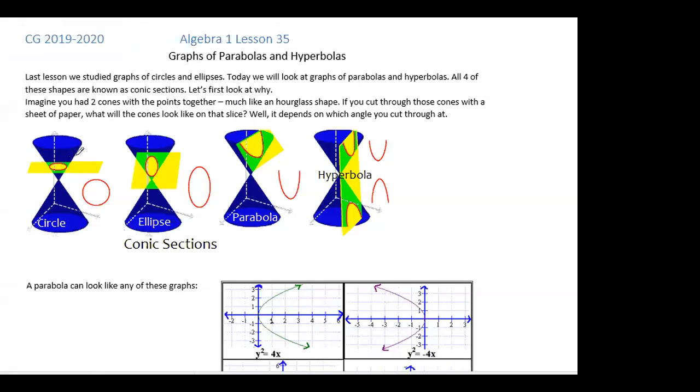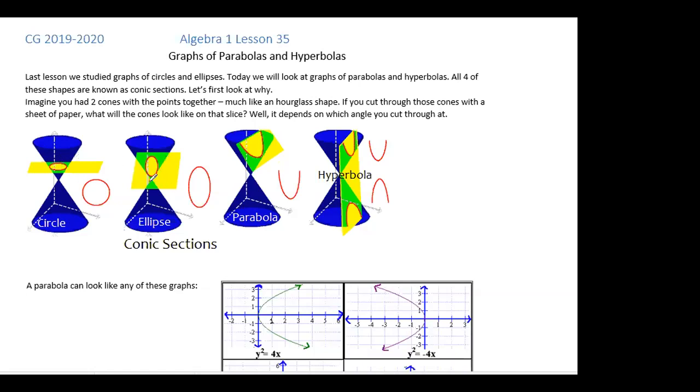And it depends on how you cut through the cones. So if you go straight across, it would be a perfect circle. So that's our first one. A circle is one conic section because you can cut the cones and you get a section of it. So that's the conic sections.